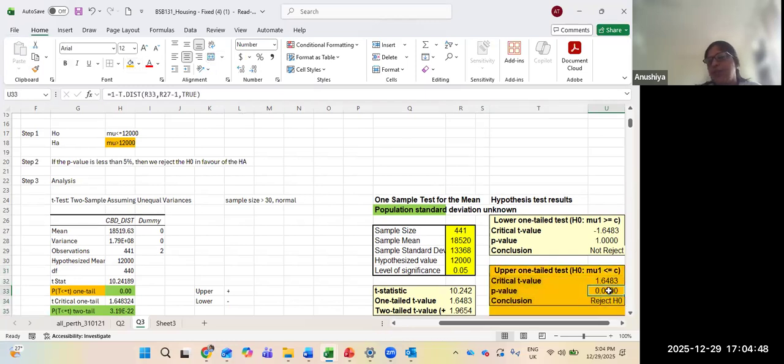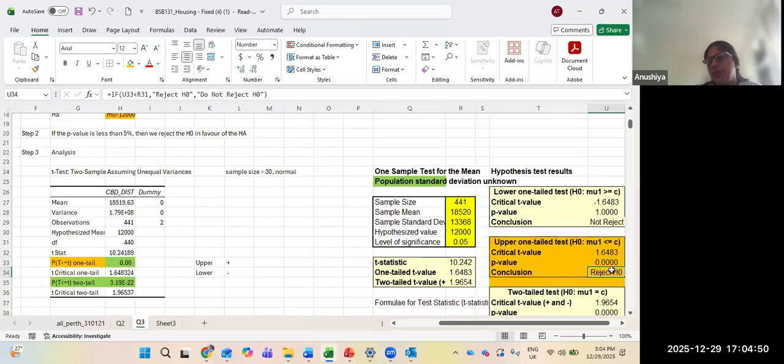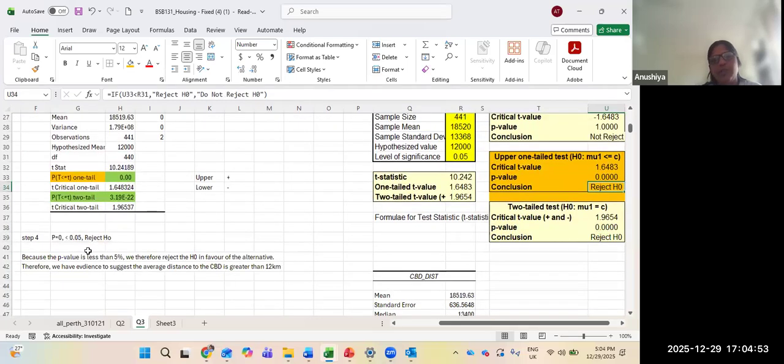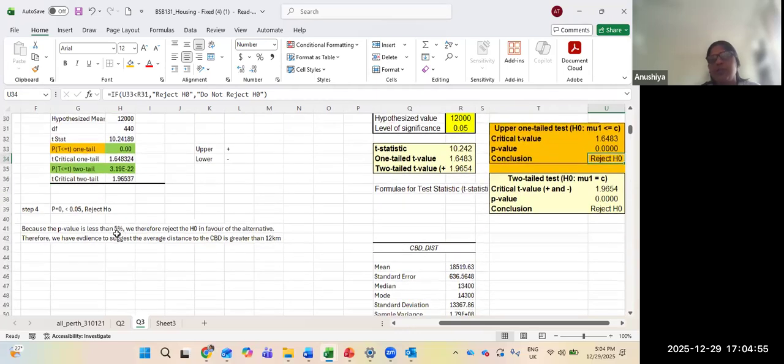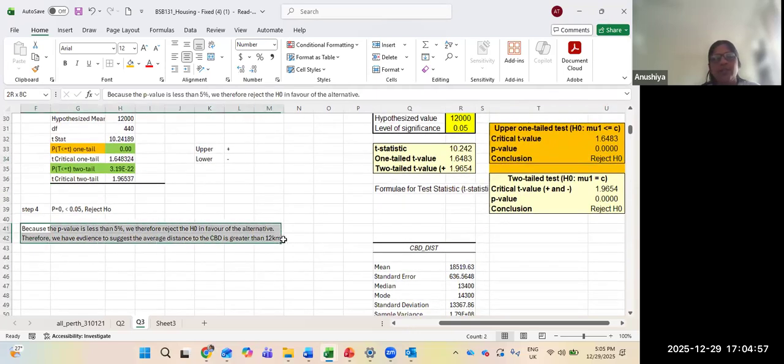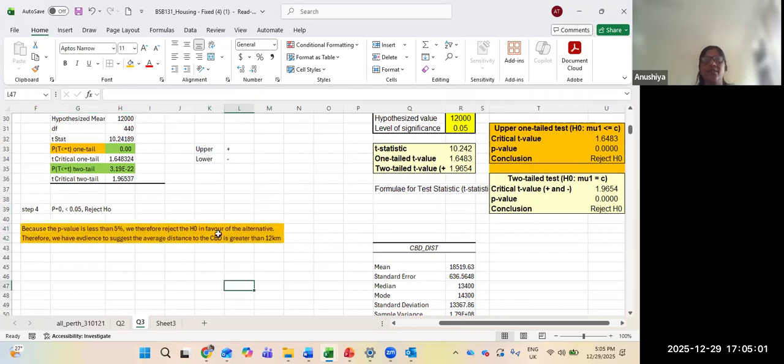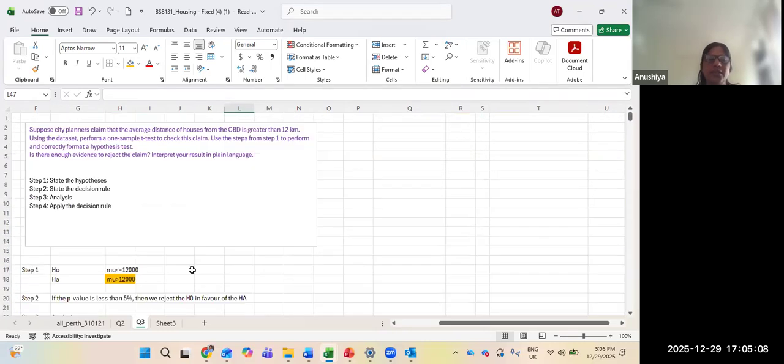So our p-value is 0. We are rejecting the null hypothesis. We got the same conclusion here. Based on this, we conclude that we have enough evidence to reject the null hypothesis in favor of the alternative hypothesis. So that's all about question number 3.